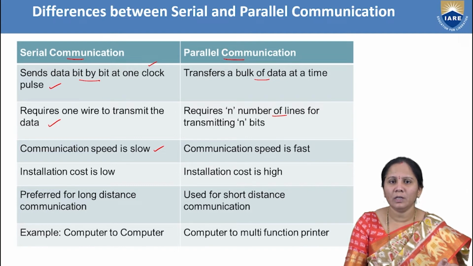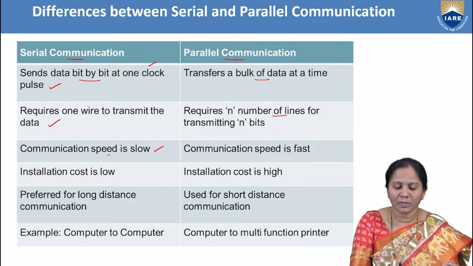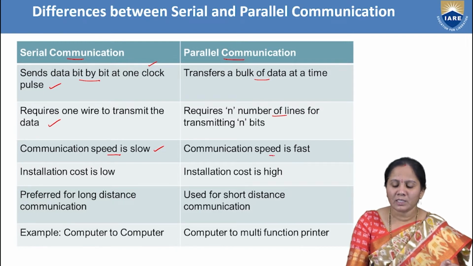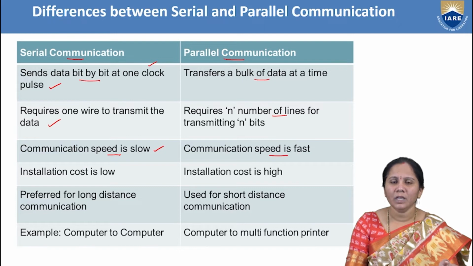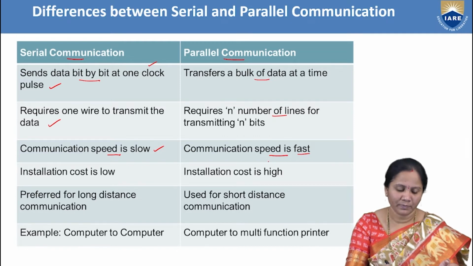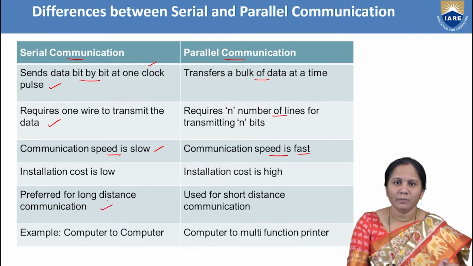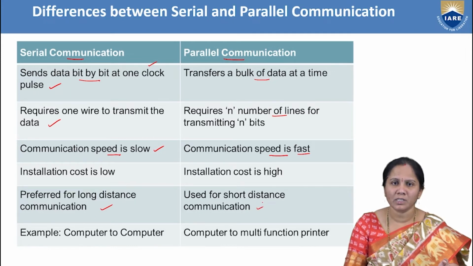In serial communication, the data transmission speed is slow. Why? Because using a single wire only, we have to transmit bit by bit. That is why the communication speed is slow in serial communication. Whereas in parallel communication, since all bits are transmitted at a time, the communication speed increases. Serial communication is preferred for long distance communication, whereas parallel communication is preferred for short distance communication.